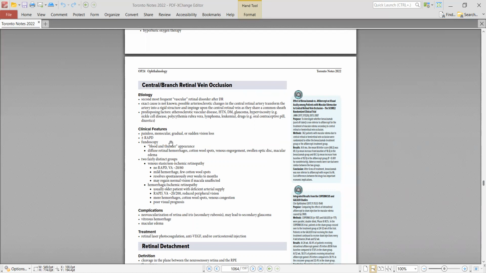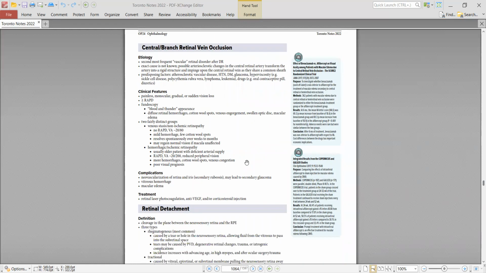A relative afferent pupillary defect is there. On fundoscopy, there is a blood and thunder appearance. If you see the retina in CRVO, there is blood everywhere. So diffuse retinal hemorrhages are there. How will you treat this? Laser photocoagulation and anti-VEGF.